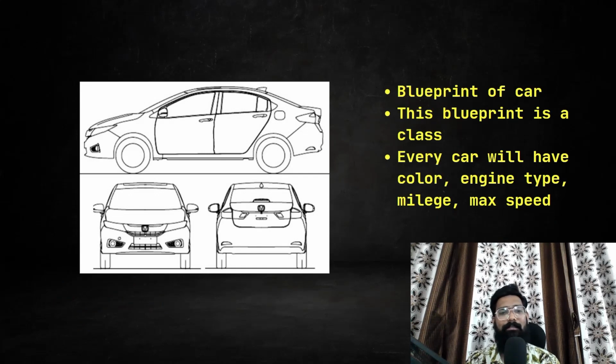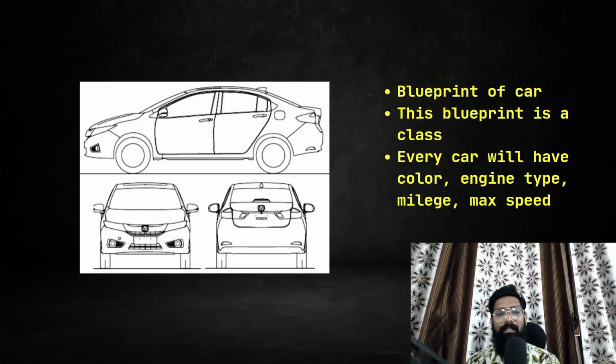We can see that this is a design of one of the cars. Let's imagine this is a Honda City car design or a blueprint. From this blueprint, we can create n number of Honda City cars. Each Honda City can have a color which can be white, blue, green, yellow, and so on.